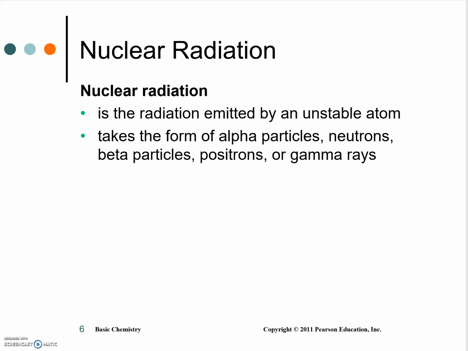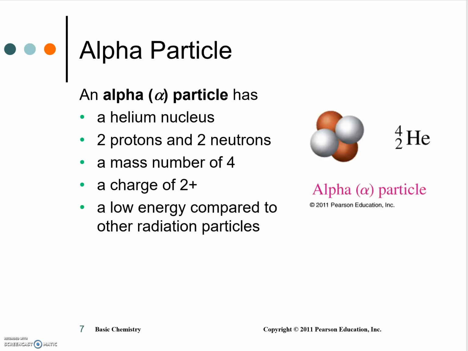Now, nuclear radiation can be rather scary at times, but there are different forms that nuclear radiation is able to emit. One of them is alpha particles, another one is neutrons, beta particles, positrons, and gamma rays. So we're going to look at the difference between those.